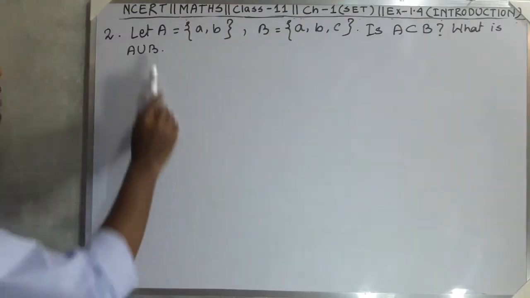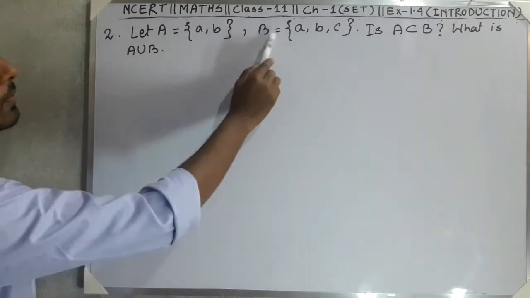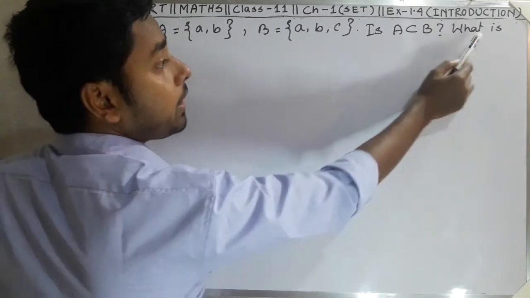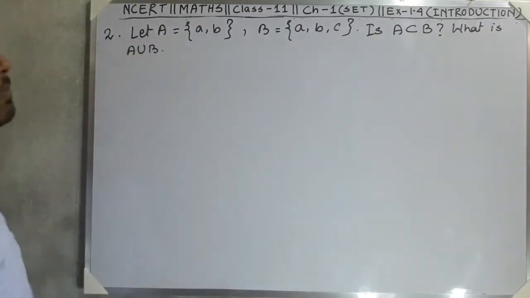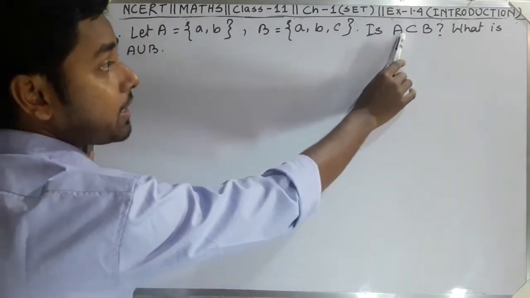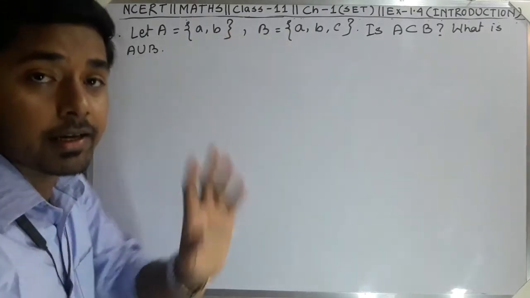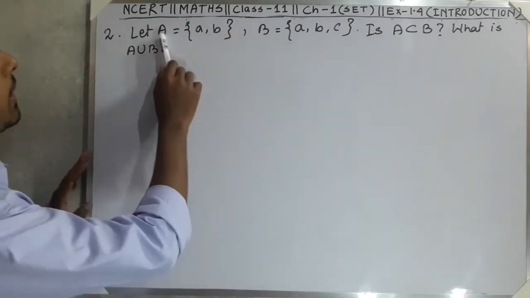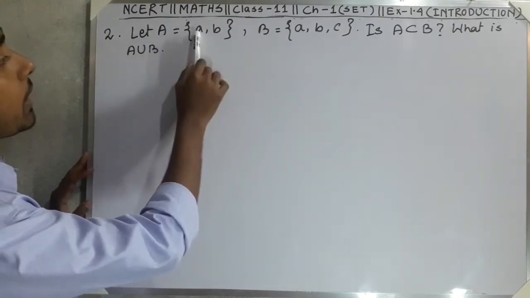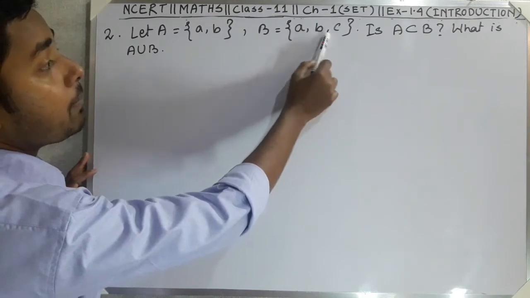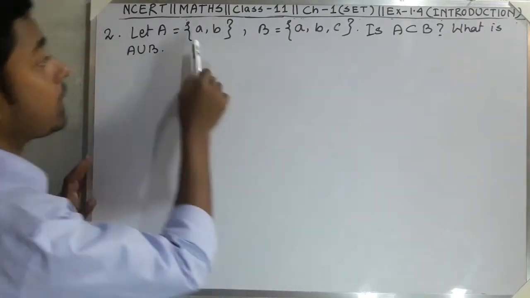Now question number 2. Let A be equal to this one, B be equal to this one. So is A a subset of B? What is A union B? So what is the first question? Is A a subset of B? A क्या B का subset है? Do check the elements. The elements of A are a and b, and elements of B are a, b and c.